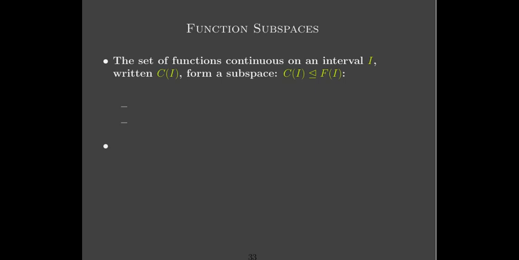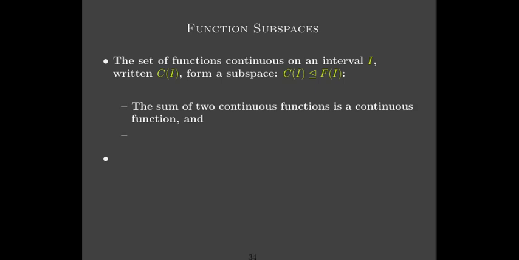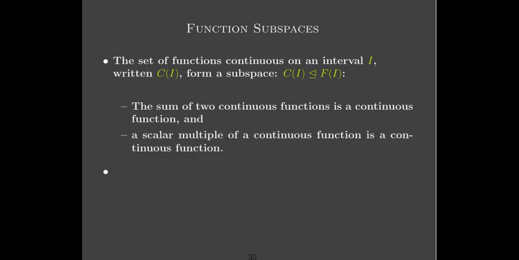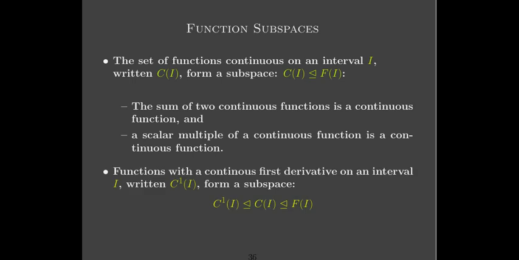Other important subspaces are function spaces. So, for example, the functions that are continuous on an interval, we write that as C of I. They're a subspace of the functions which are defined on that interval. And again, you can't add your way out of it, because if you add two continuous functions, the sum is another continuous function. If you multiply a continuous function by a scalar, the result is another continuous function. So it is a subspace.